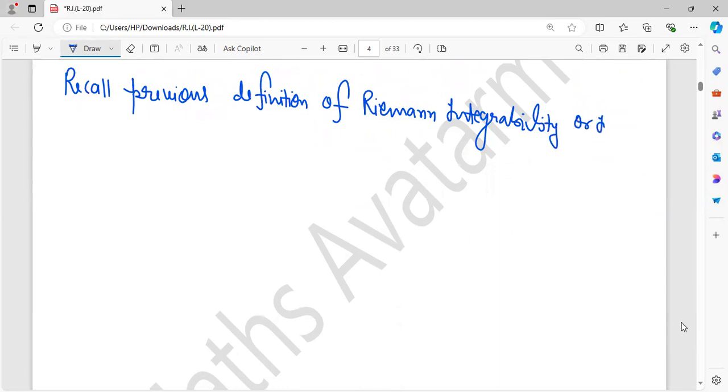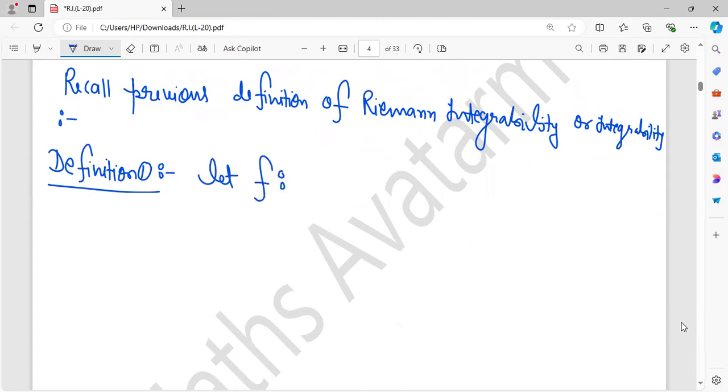Or just integrability. Okay, so we are recalling the definition. What was the definition? We are calling this definition 1. We already did this definition; we are just recalling it.